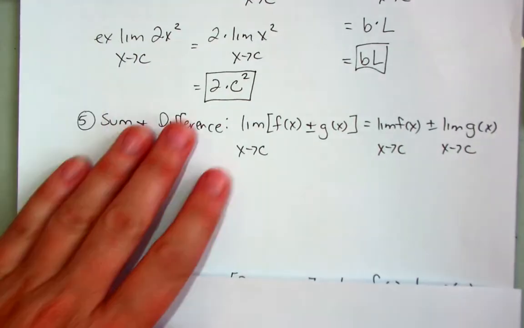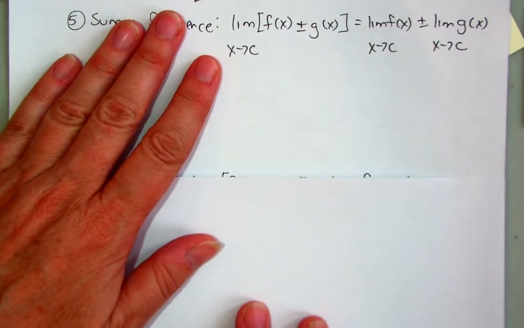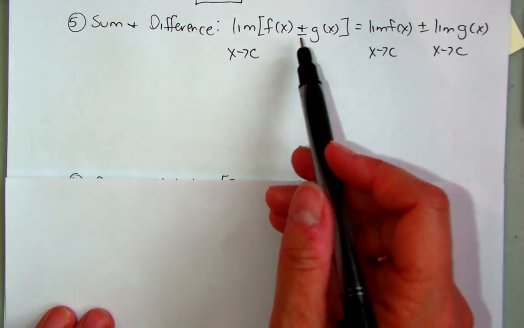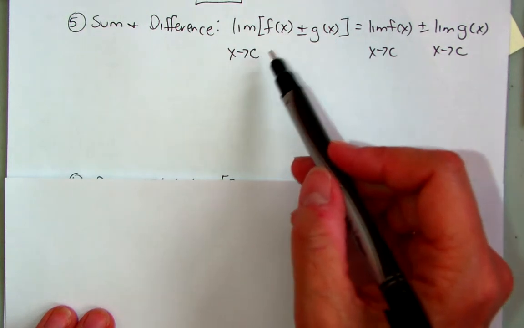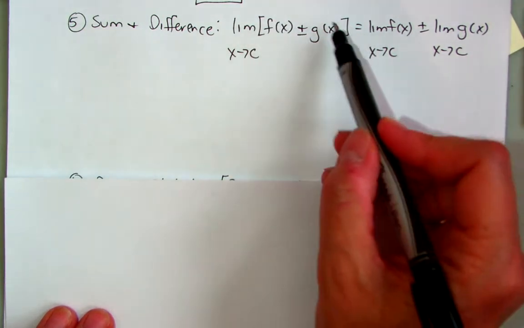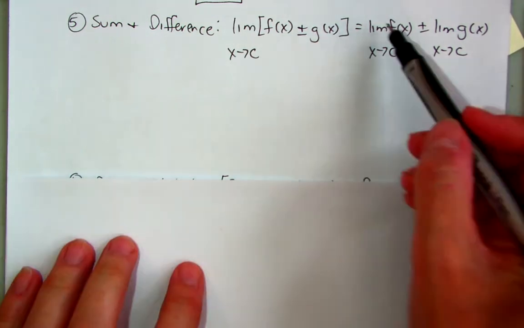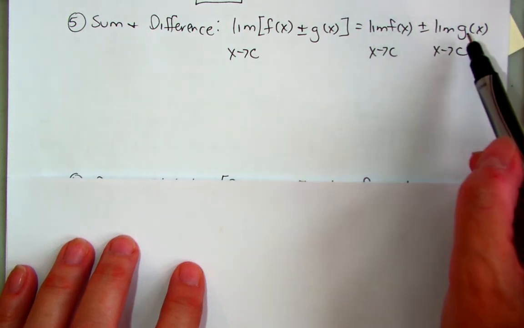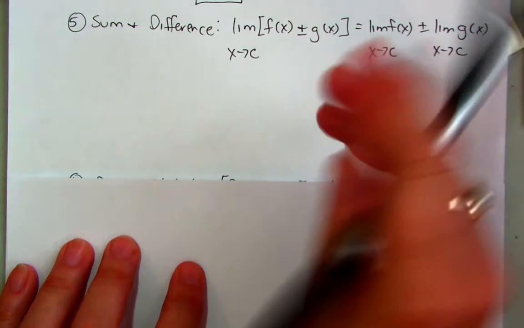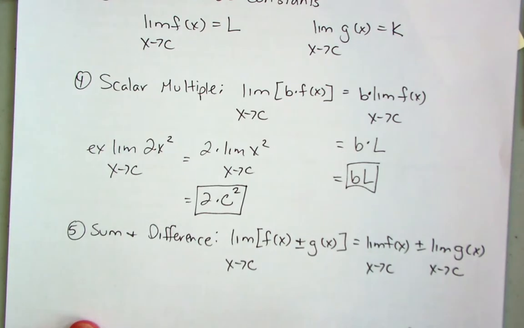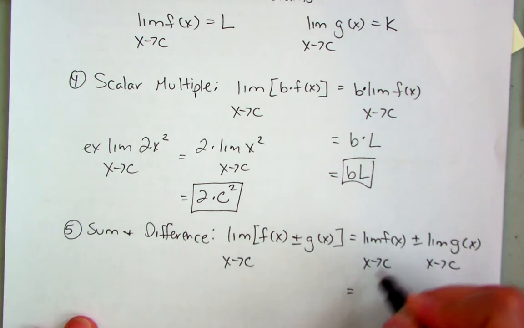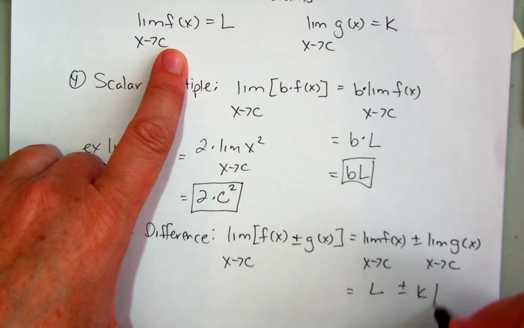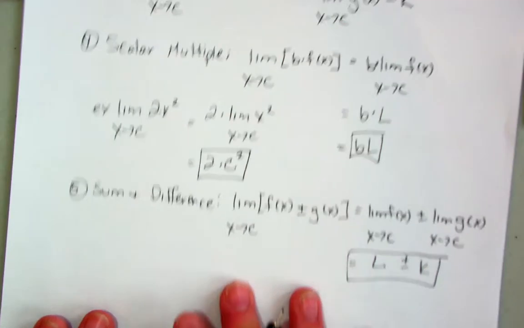Next, sum and difference. The limit of f of x plus or minus g of x as x approaches c. So the limit of the entire thing. I'm either adding 2 functions or I'm subtracting 2 functions. So that's equal to taking the limit of each one individually and adding the results or subtracting the results. So back up on top in your notes. So in fact, I can leave that here. What would that be? That would be equal to L plus or minus K. That would be your answer.